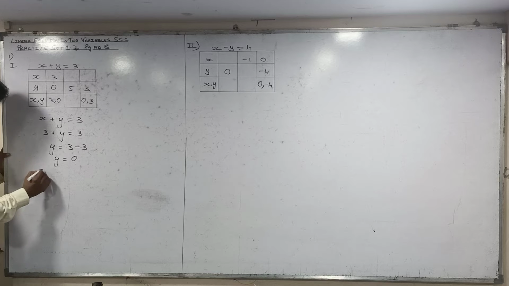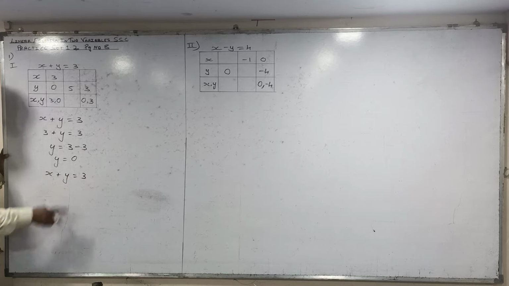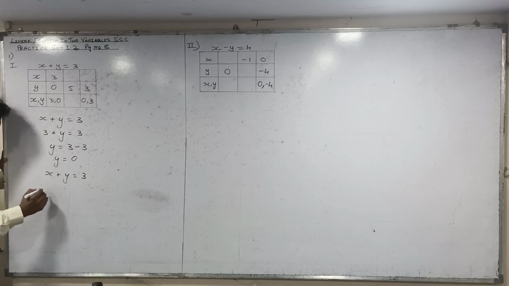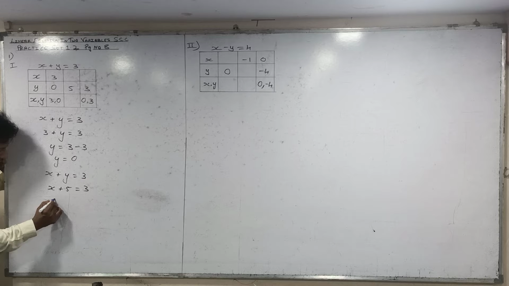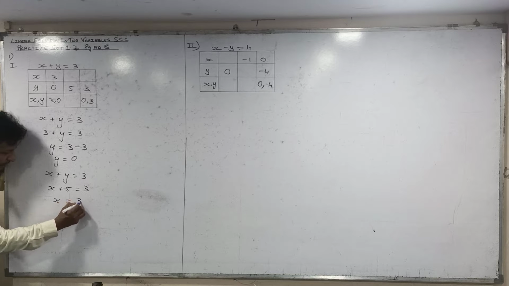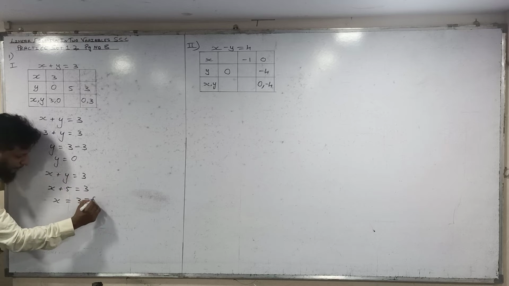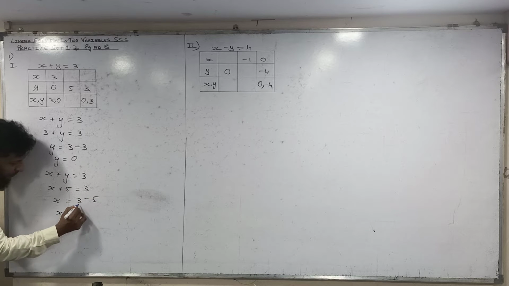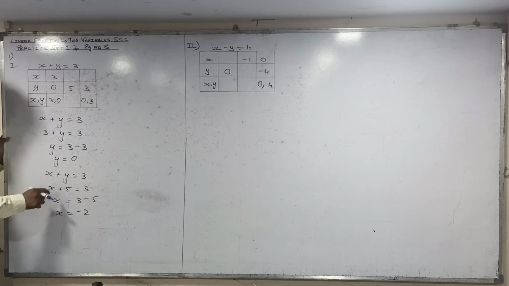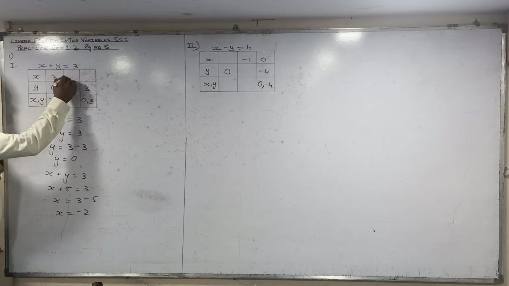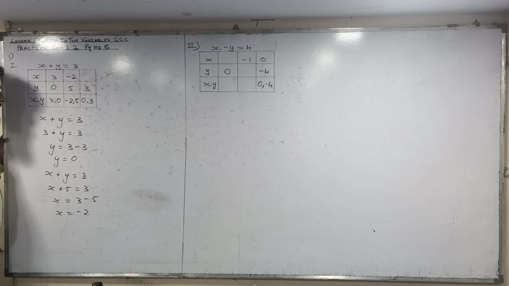Now again write the equation x plus y is equal to 3. Here the y value is given as 5. So x stays as it is, y is 5, and 3 as it is. The 5 goes from left to right, so plus 5 becomes minus 5. x is equal to 3 minus 5, which gives you minus 2. So when you put y as 5, you get x as minus 2. Here you have to write minus 2 and 5.